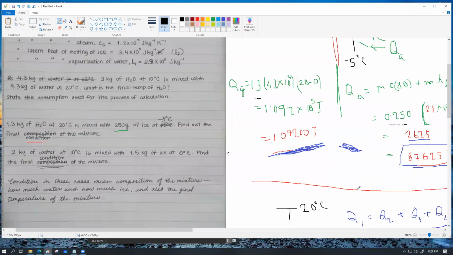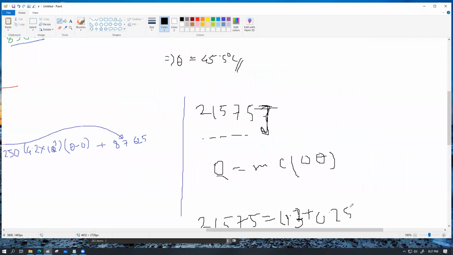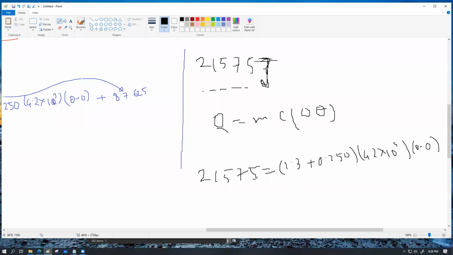Let me zoom it out because I cannot write in this small format. It's difficult. (1.3 plus 0.250) into 4.2 into 10 to the power 3 multiplied by, let's say the unknown temperature theta minus 0. এই কোশ্চেন থেকে থিটা বের করে দেখো তো কত আসে? Sir, 3.31. Do you get the same number? Yes.